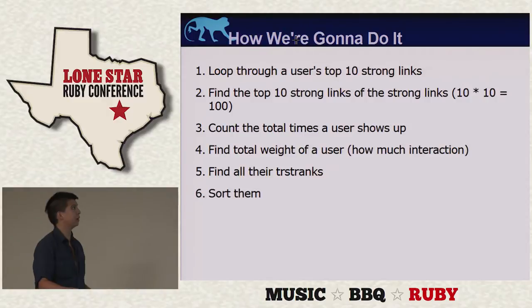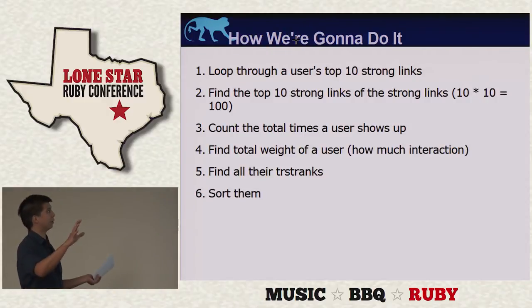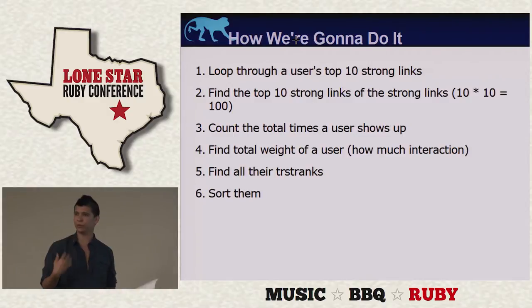What we're going to do, and this is really high level, is loop through your user's top 10 strong links. The query call returns 100 of them, but we're only going to go through 10, because 100 strong links times 100 strong links, that's two hops out of your network, is 10,000, and that's a lot of API calls. So we're only going to do 10 out of 10, which is 100.